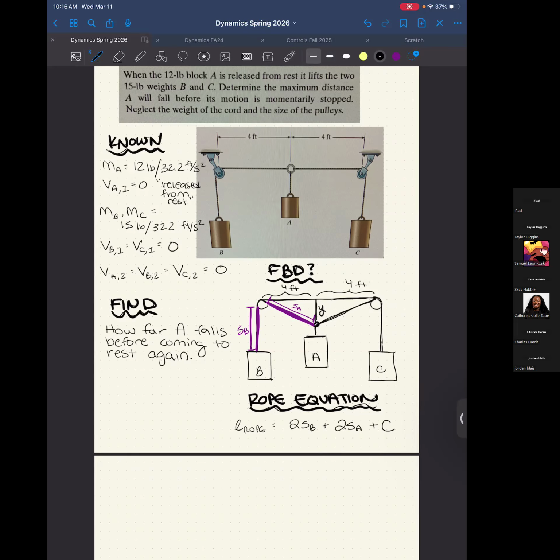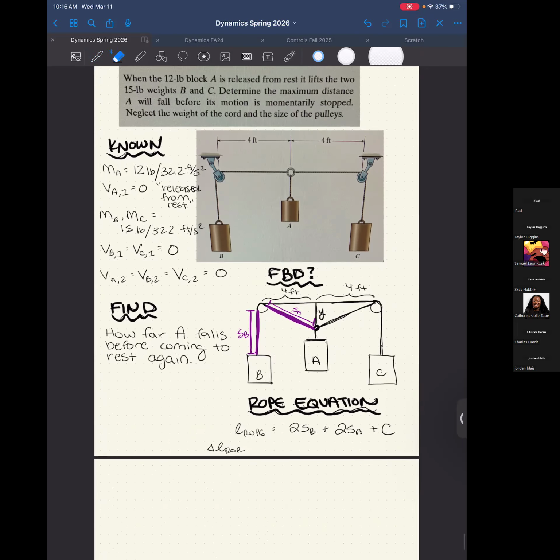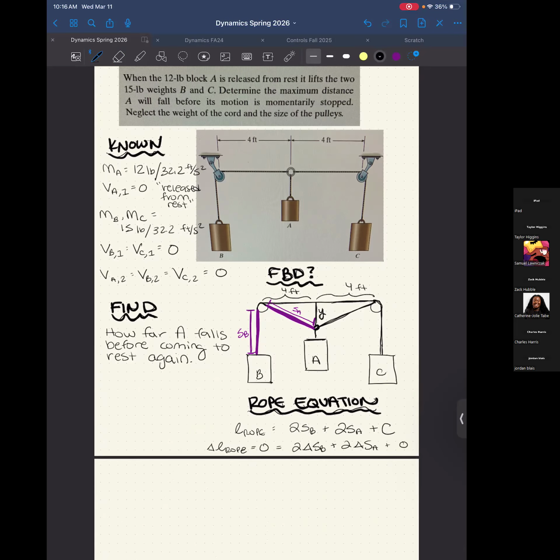Derivative? S dot B equals negative S dot A. Okay, so I've done this before. This is another example where it's good to, instead of thinking about time derivatives, think about deltas. There's no change in the length of the rope over any delta, right? So delta L rope still equals 0, which equals 2 delta S_B plus 2 delta S_A plus 0.